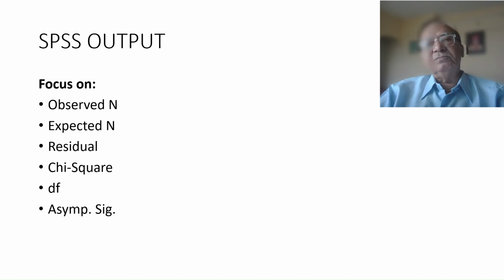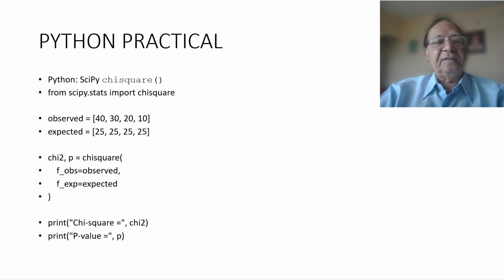Now let us perform the same analysis in Python. We import the chisquare function from SciPy. Please notice carefully, this is the chisquare function, not chi2_contingency, which we used for chi-square test of independence. We create one list containing the observed frequencies, another list containing the expected frequencies. The chisquare function returns the chi-square statistics and the p-value. The distinction between the two Python functions is important.